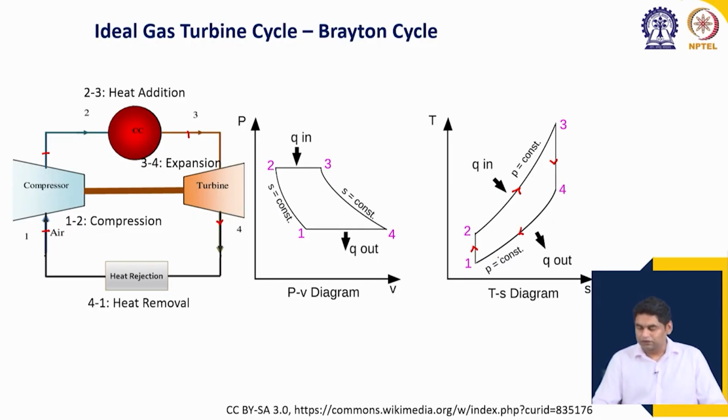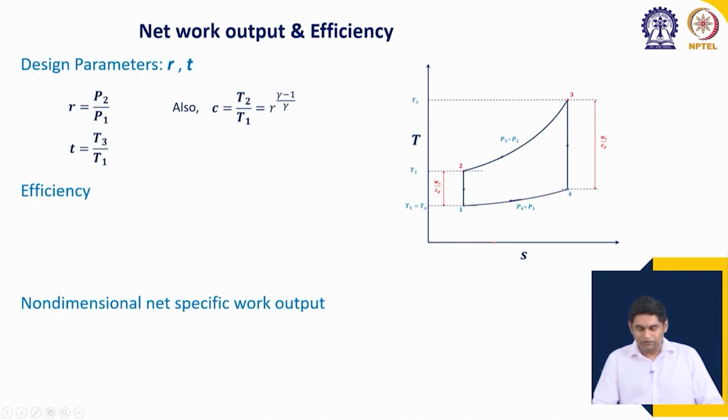So, combining these 4 processes, we get a thermodynamic cycle which we call the Brayton cycle. Assuming that all the processes are ideal, with no internal losses, this behaves as an air standard cycle. So, the properties do not change and air behaves as an ideal gas. With this we had derived the expression for efficiency, in terms of design parameters.